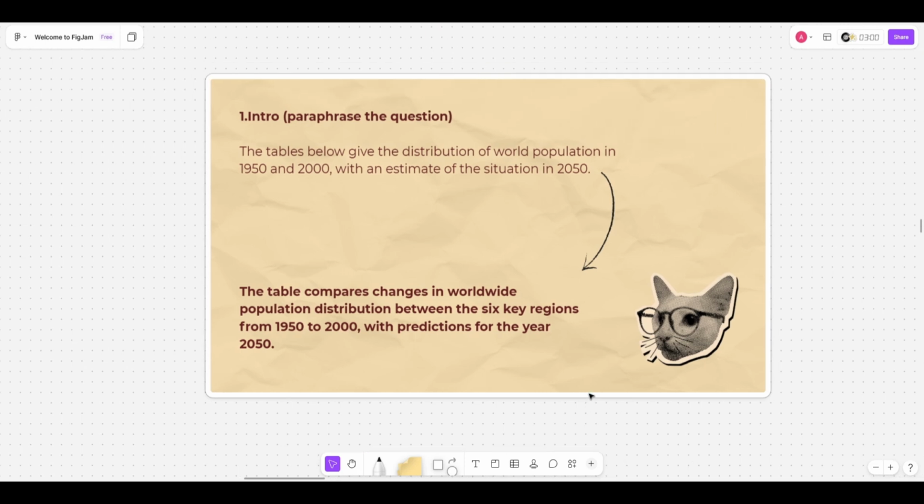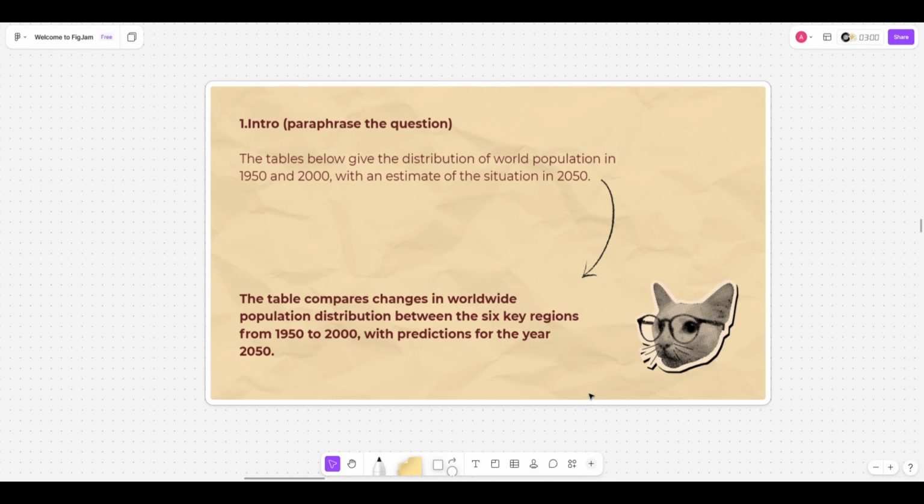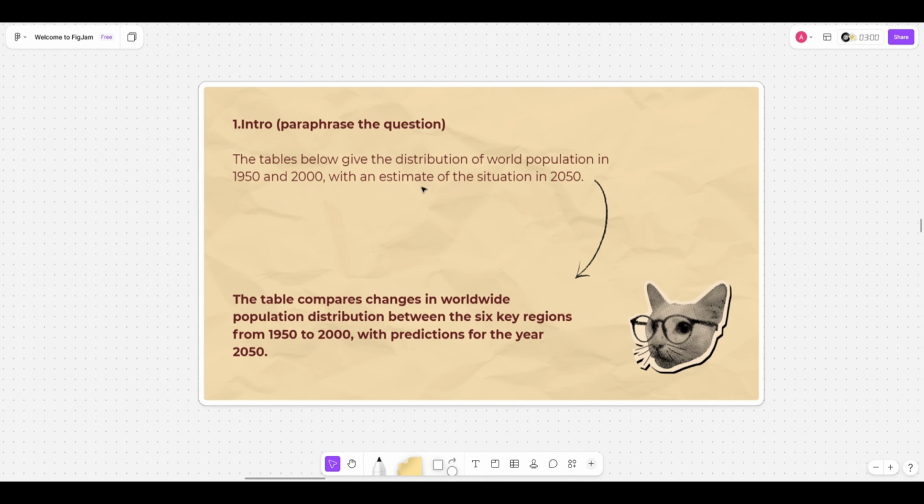And just like every other Task 1, your job here is to paraphrase the question. Reword it using your own vocabulary and sentence structure. Never copy it directly. And here is the original question, which says the tables below give a distribution of world population in 1950 and 2000 with an estimate of the situation in 2050.